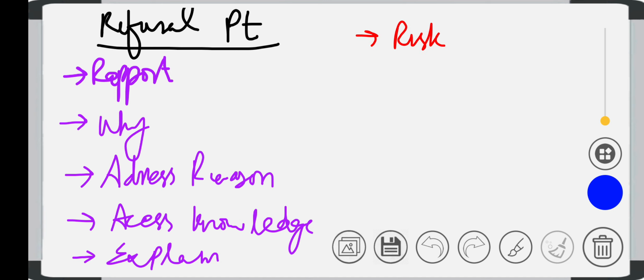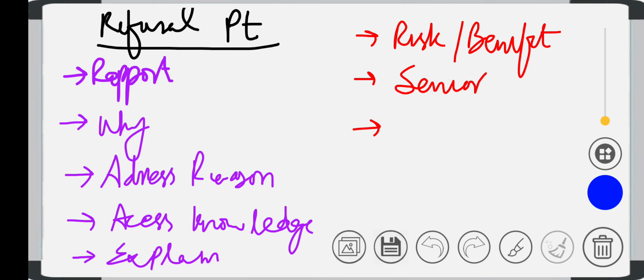If the patient is still refusing, you need to ask the patient about the risk versus benefit. Does the patient know the risk of not taking the medication, or not admitting himself in case he or she needs the admission? So ask about the risk versus benefit. If he doesn't know, you need to tell the patient what could be the risks of not getting admitted in the hospital, if that's the situation. Now, if the patient is still refusing, you can give the patient an option of talking to the senior.